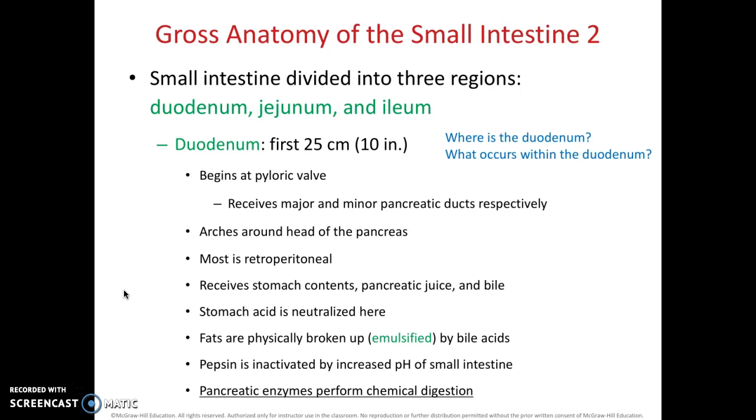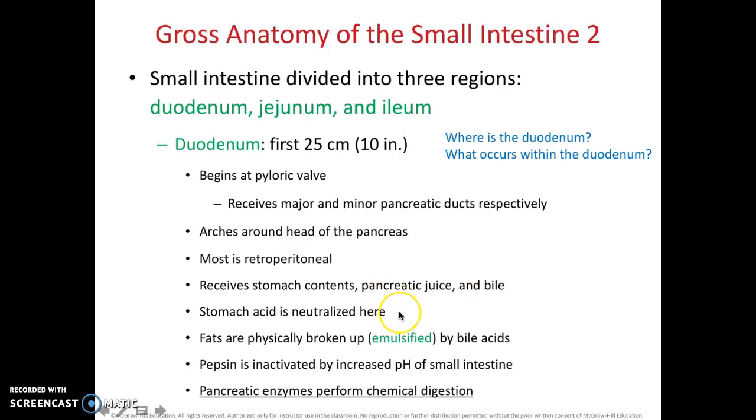Like I said, the small intestine is divided into the three regions of the duodenum, jejunum, and the ileum. The duodenum is the first approximately 10 inches, and it begins at the pyloric valve, and this is where it receives the major and minor pancreatic ducts. Remember, we get all the pancreatic juices going into there. The duodenum receives the stomach contents, which at this point is called chyme, as well as pancreatic juice and bile.